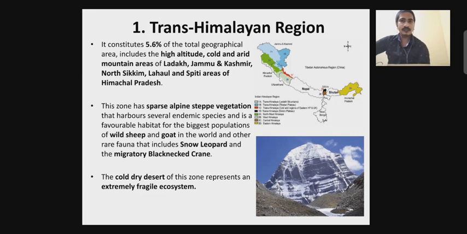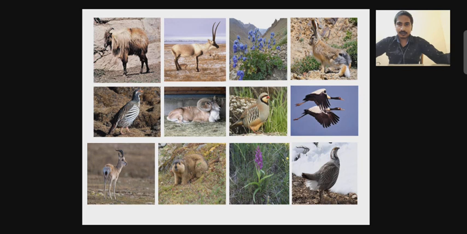So this zone is very cold in nature, and it is mostly situated in the northern part of our country. This zone has sparse alpine steppe vegetation and that harbors several endemic species and is favorable habitat for the biggest population of wild sheep and goats in the world. You will see abundant wild sheep and goats are found in this particular area. Other rare fauna includes the snow leopard and the migratory black-necked crane. The cold dry desert of this zone represents an extremely fragile ecosystem, not to forget. So these are some of the animals and plant species which are found mostly in the Trans-Himalayan region.